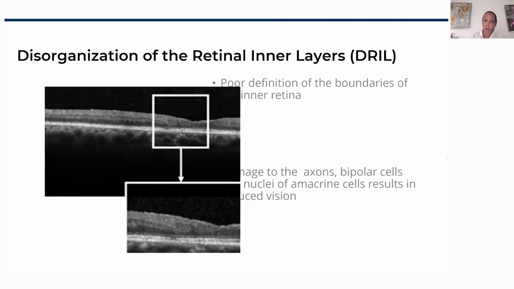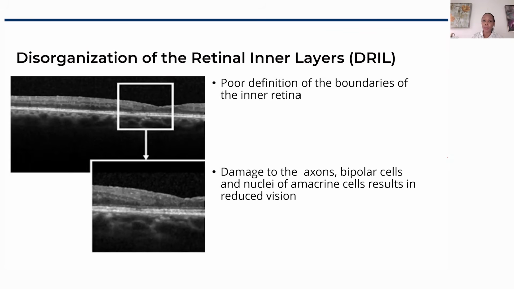So there's poor definition of the boundaries of the inner retina. There's damage to the axons, the bipolar cells, and nuclei of the amacrine cells, and we have reduction in the vision. And you can see clearly you cannot identify the layers of the retina in this area.